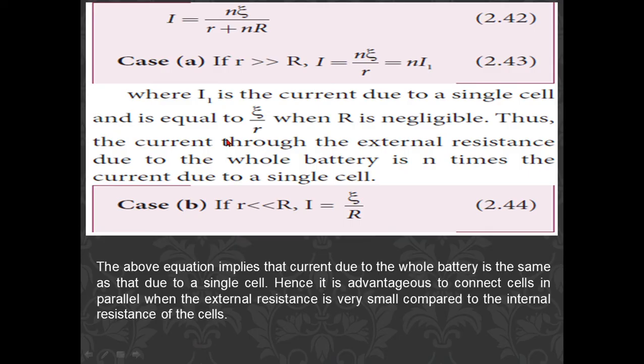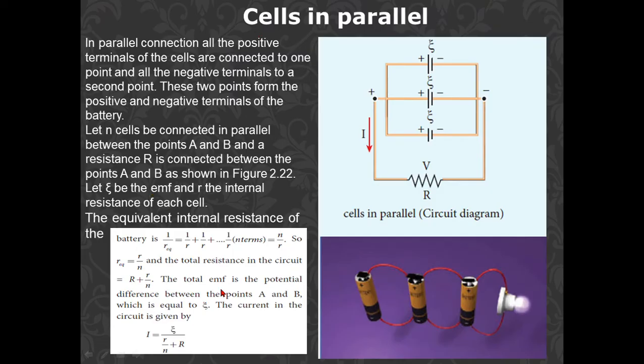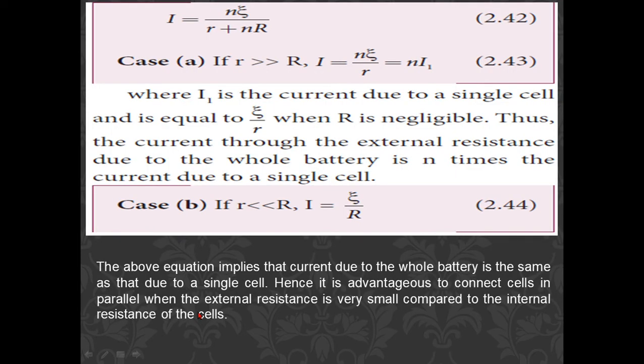The next step is I is equal to n psi divided by r plus nR. Rearranging this equation from the last step, I is equal to n psi divided by r plus n times capital R.